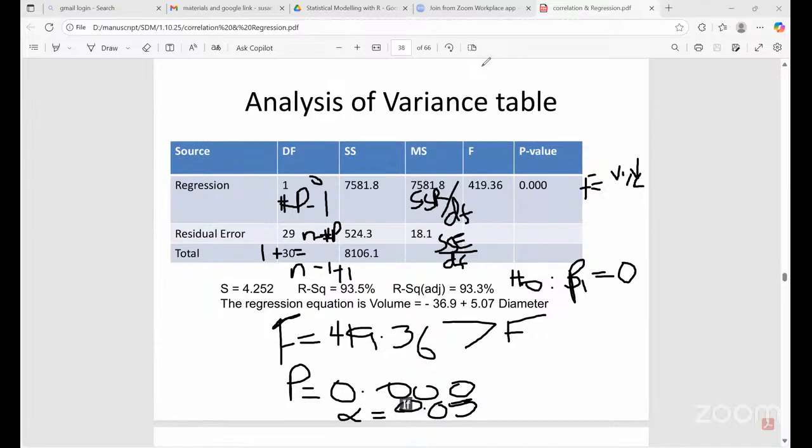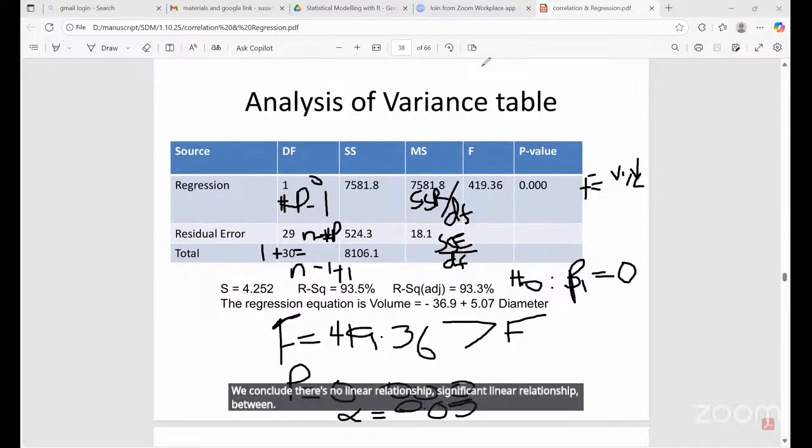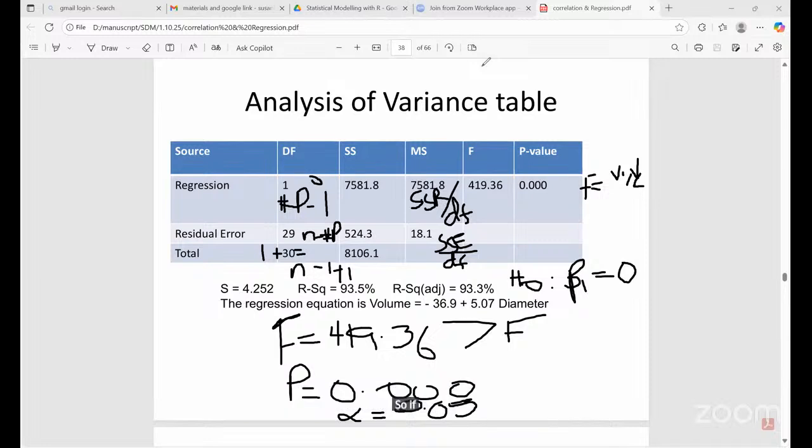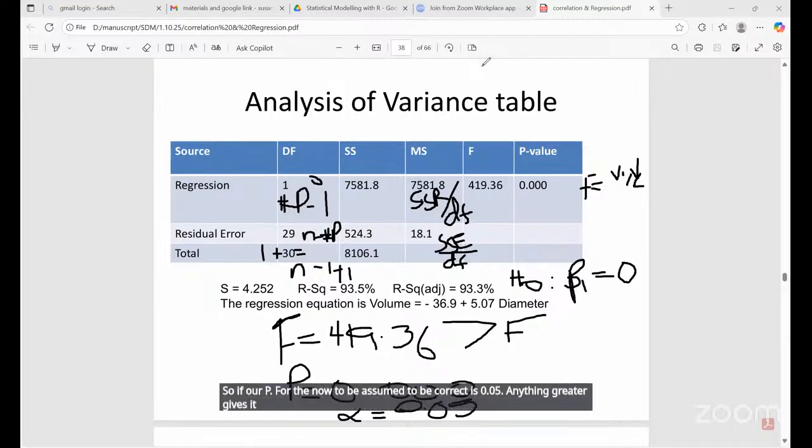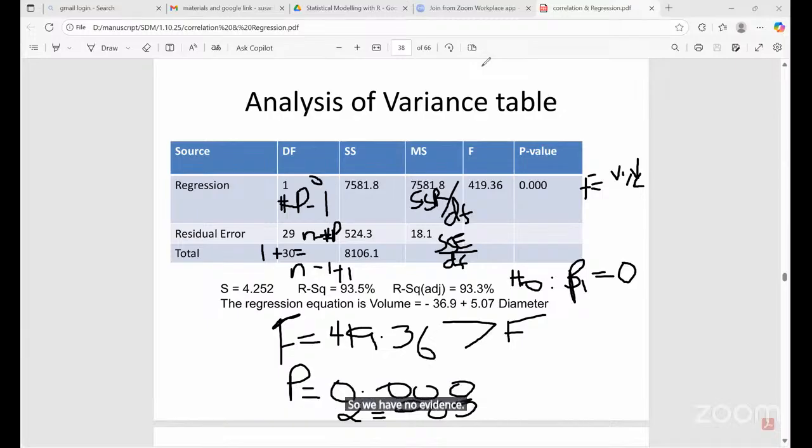If the p-value is greater than 0.05, we have no evidence to reject the null. We conclude there is no significant linear relationship between volume and diameter. So if our probability for the null to be assumed correct is 0.05, anything greater gives it a higher chance to be correct. So we have no evidence to reject the null when our calculated p-value is greater.